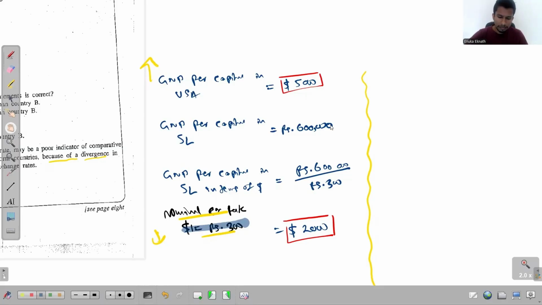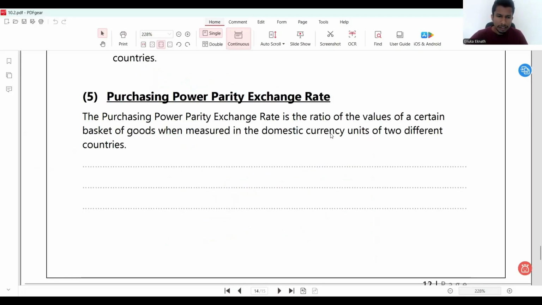So look at this. It says purchasing power parity exchange rate. The purchasing power parity exchange rate is the ratio of the values of a certain basket of goods when measured in the domestic currency units of the two different countries.